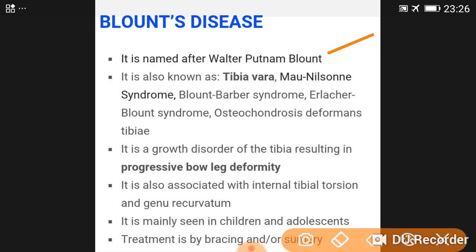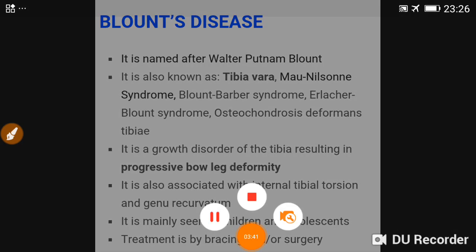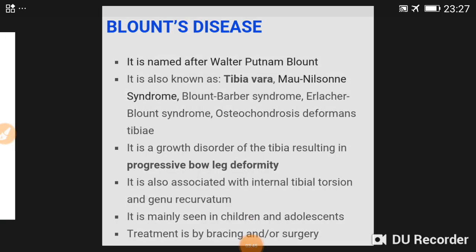It is also associated with internal tibial torsion and genu recurvatum. It is mainly seen in children and adolescents. Treatment is bracing and/or surgery. Okay, I hope it's clear for you till here. Now move on to the next.